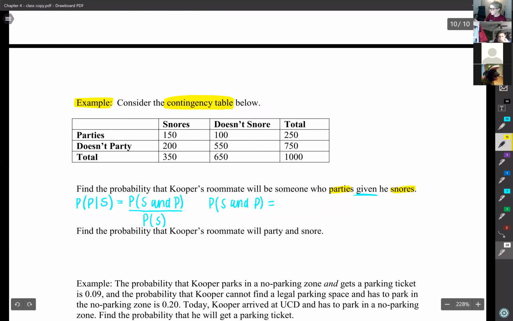If we come onto our table and come across from the party row and the snores column, there's 150 people here that do both. And this is out of 1,000 total people. So the probability that someone snores and parties is going to be 150 over 1,000, because there's 150 of them, and of my sample, I had 1,000 total people.